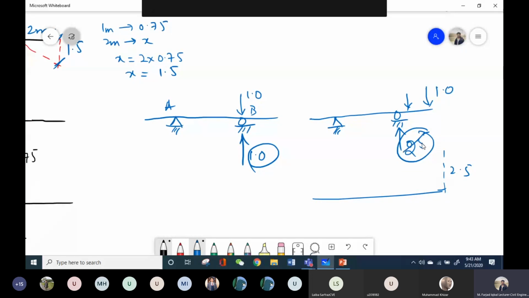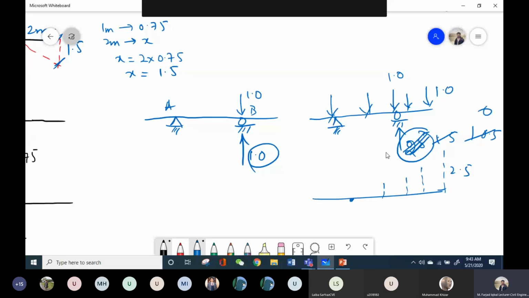Then I will place my unit load at this point, and I will get this reaction, let's say, as 1. So I will plot 1 over here. Then I will place my unit load here. Again, I will calculate the reaction at B. Let's say I'm going to get 0.5, so I will plot 0.5. I will place my unit load over here. I will get the value as 0. So I will say that my ILD for reaction at B is 0.